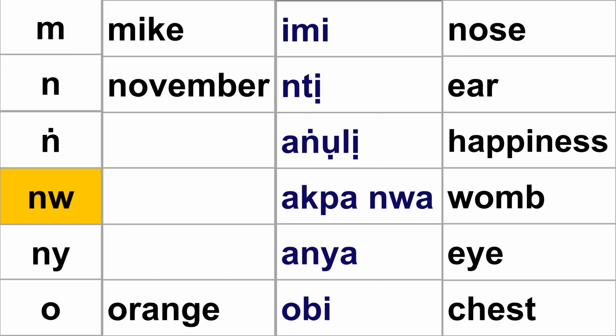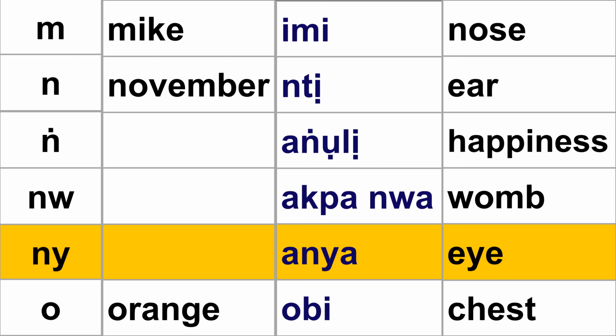Nwe. Nwe has no English equivalent. The part of the body that has nwe is akpa nwa. Akpa nwa is womb. Nye. Nye has no English equivalent. Nye as in anya. Anya is eye.